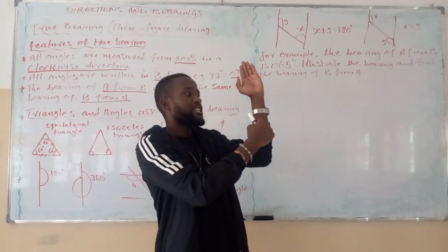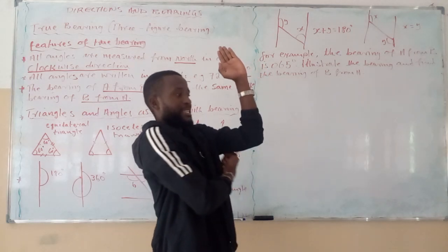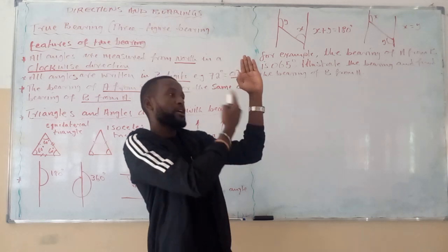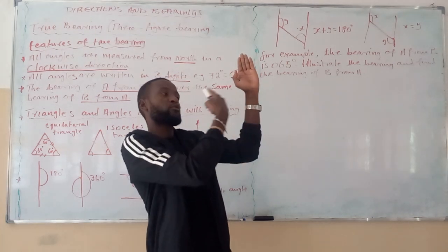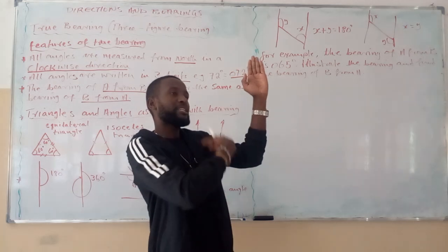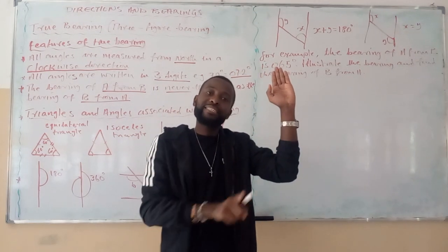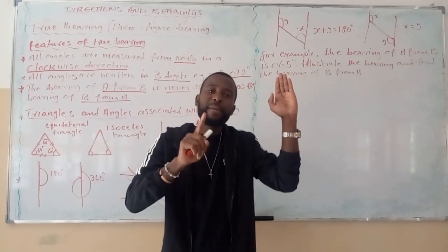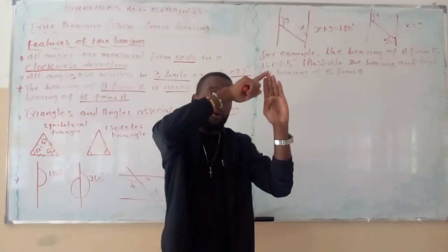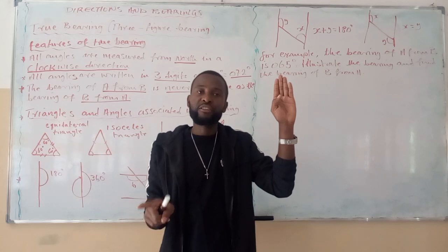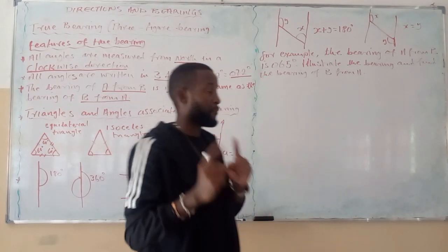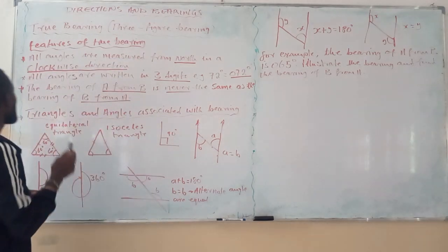I cannot measure going anti-clockwise like this. That will not work for these bearings. I need to measure going clockwise. In other words, this is clockwise and this is anti-clockwise. So we only measure from the north line in a clockwise direction, not anti-clockwise. If you do that, then you are wrong automatically. Keep that in mind. Let's move on.